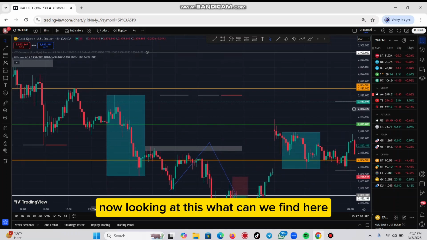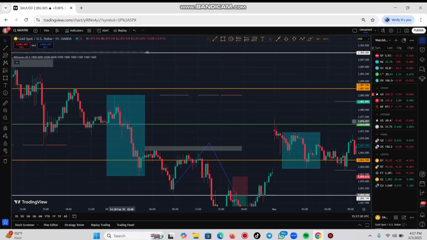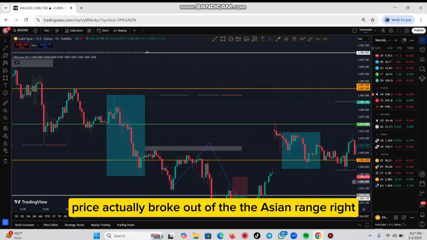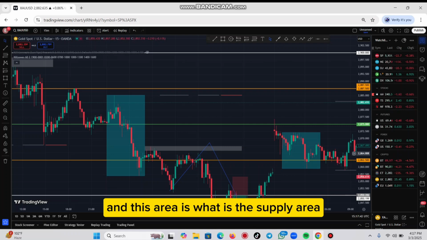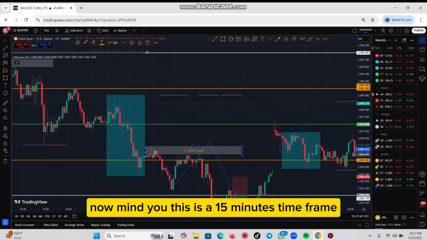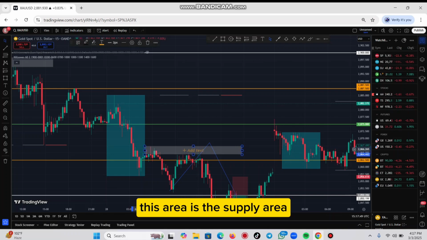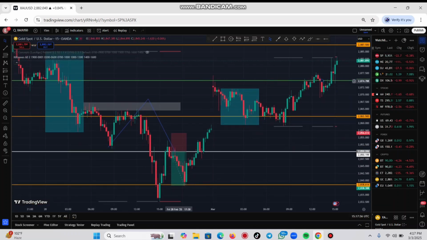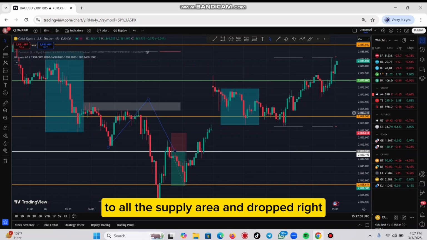Now looking at this, what can we find here? We notice that price actually broke out of the Asian range towards the downside, and this area is the supply area. Now mind you, this is a 15 minutes time frame. This area is the supply area. Now what happened? Price rallied back towards the supply area and dropped.